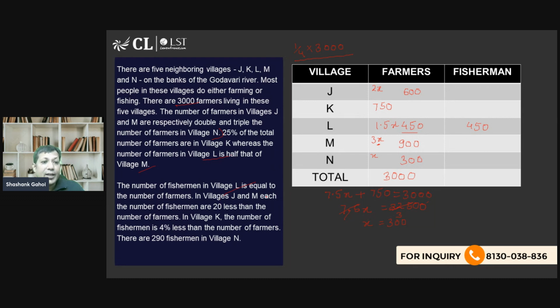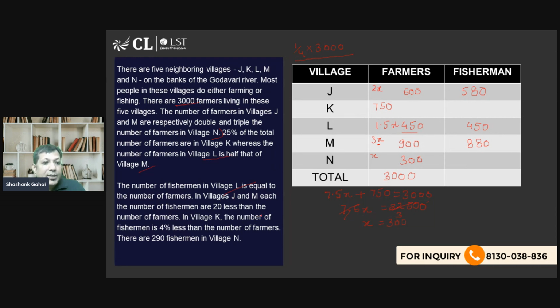In village J and M, each the number of fishermen are 20 less than the number of farmers. So J and M. So in J, fishermen are 20 less than farmers. So that is going to be 580. And in M also 20 less than the farmers. So I can say that is equal to 880. So that's what we got so far.